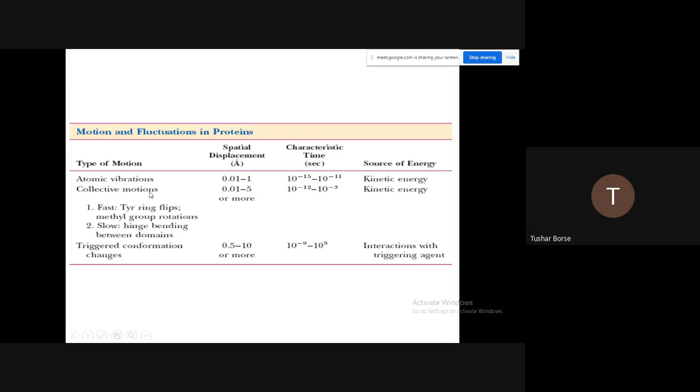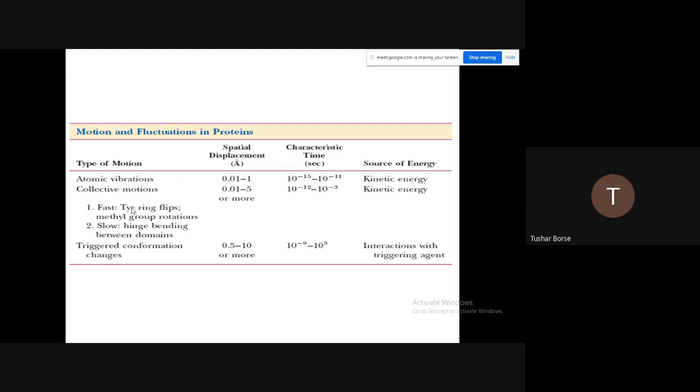Then you may have some region of that protein moving. Like I told you about domains, take the example of the cleft. Just imagine that this cleft is made up of two domains. These two domains move away from each other, and again come towards each other. So you have those collective motions. It could be a collective motion of 2 to 3 atoms, or 2 to 3 molecules, or your complete domain which is moving. So you have that kind of collective motions taking place, right?